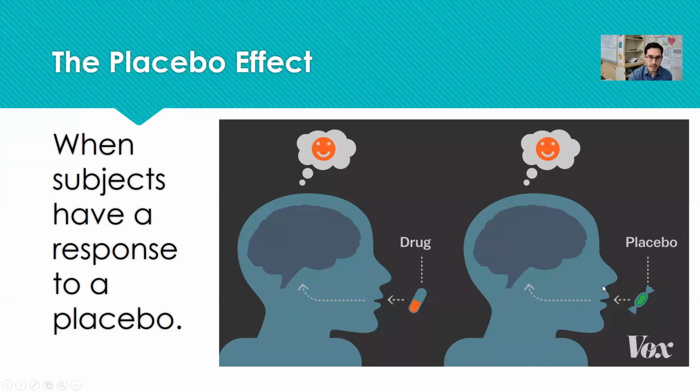So again, we use placebos to form a baseline, right? What sort of response would we expect when just using a placebo? And then we use the results of the drug to see whether it's stronger than the placebo effect, or maybe it's about equal to the placebo effect.